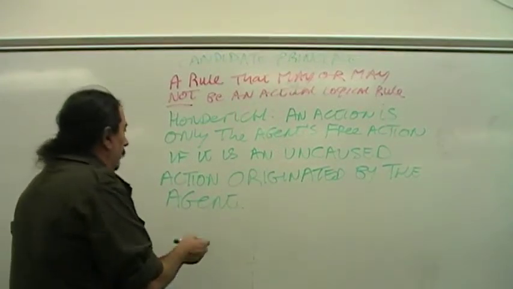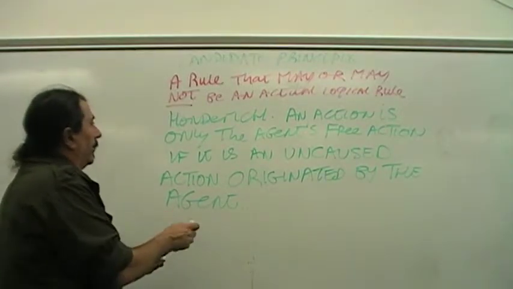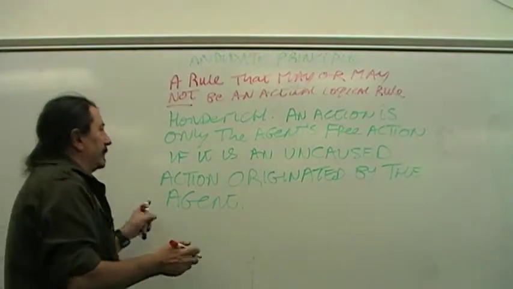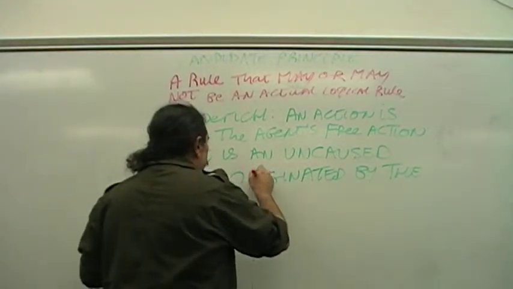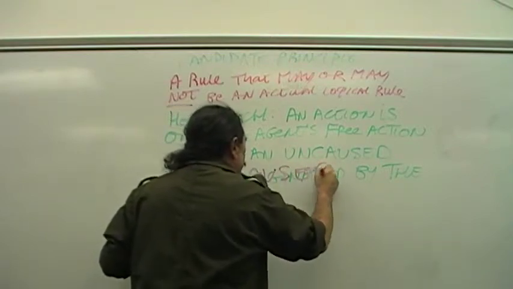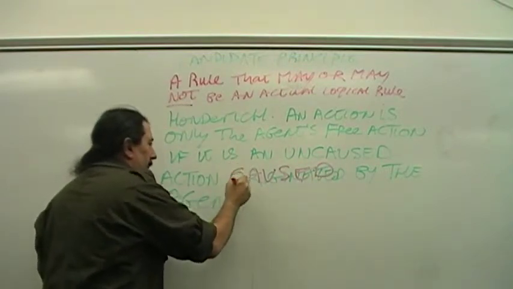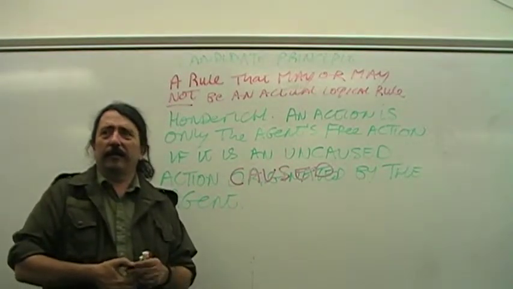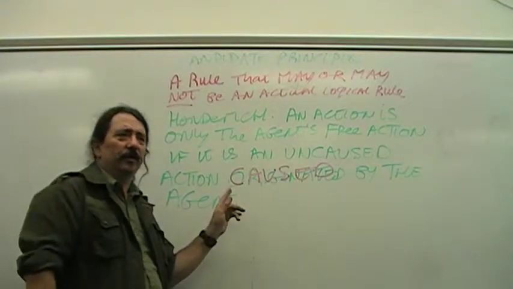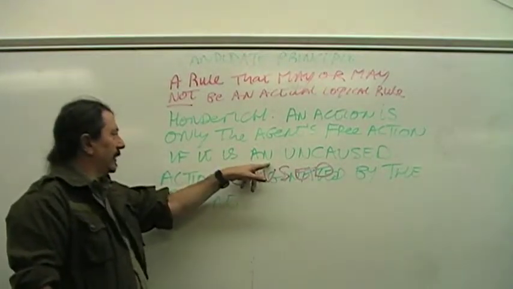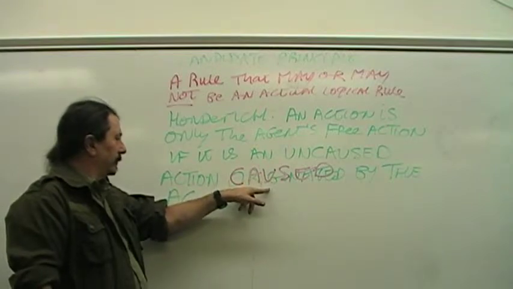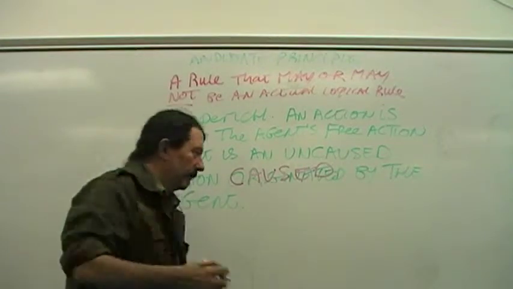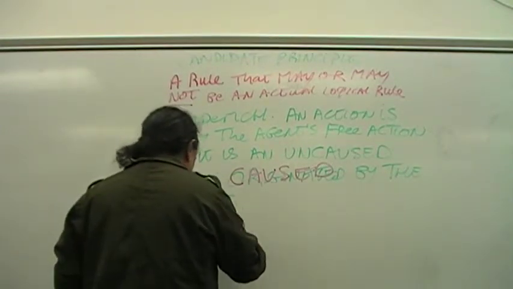So, an action is only the agent's free action if it is an uncaused action caused by the agent. No wonder they needed a different word. This makes no sense. An action is only free if it's an uncaused action caused by the agent. What's the candidate principle here? What's the definition of free? An action is only free, is the same as before.